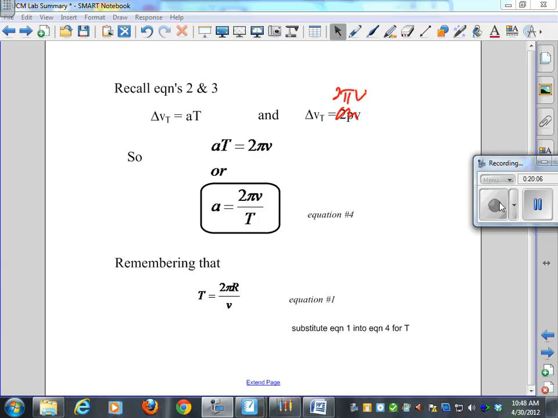Now, remember equation 1, which said t equals 2 pi r over v. We're going to substitute equation 1 into equation 4 for t. In other words, we're going to take this and put it in there. And I think you see that there's going to be some canceling, right? Because you've got 2 pi on the top, you're going to have a 2 pi on the bottom. If you like, go ahead and substitute that in. You're going to see it on the next slide.